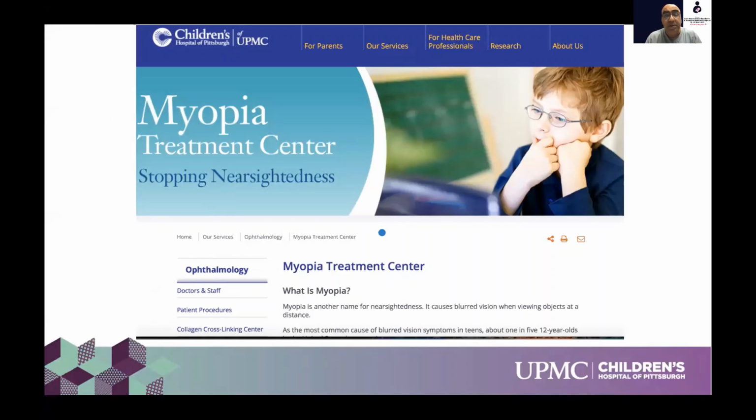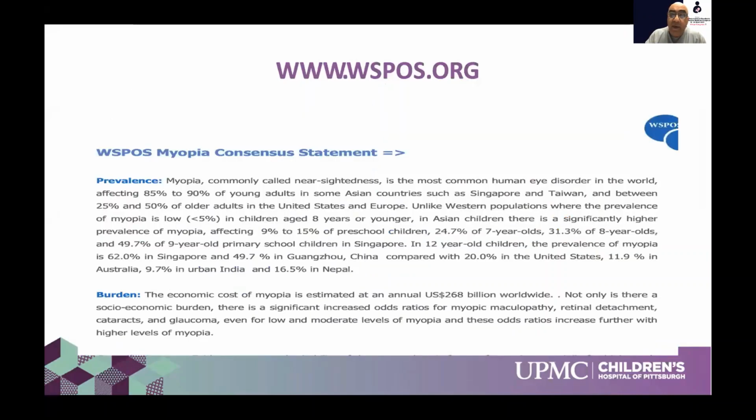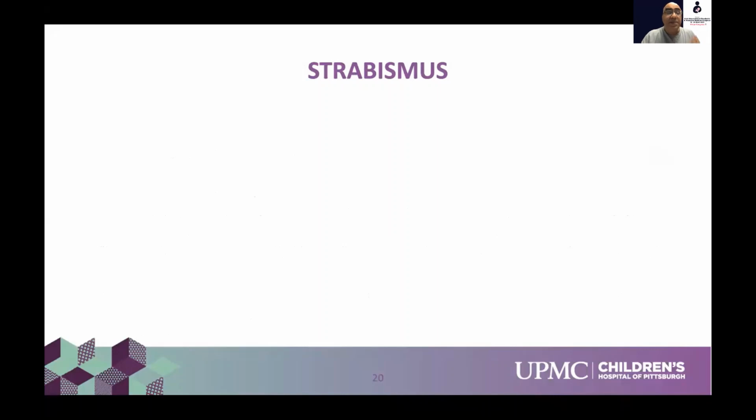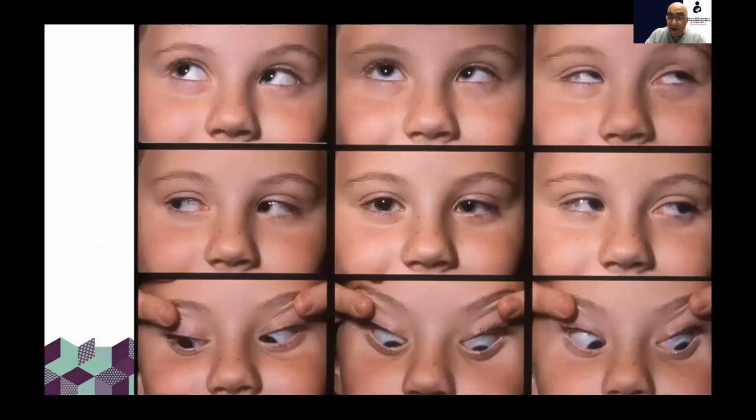And at Children's Hospital of Pittsburgh, we have a myopia treatment center. By all means, go on our website and have a look and see what we've said. And if you want something that gives you an overall statement, if you go to wspos.org, which is a charity, they have a myopia consensus statement that's used by many people all over the world to help explain to parents and pediatricians what's available.